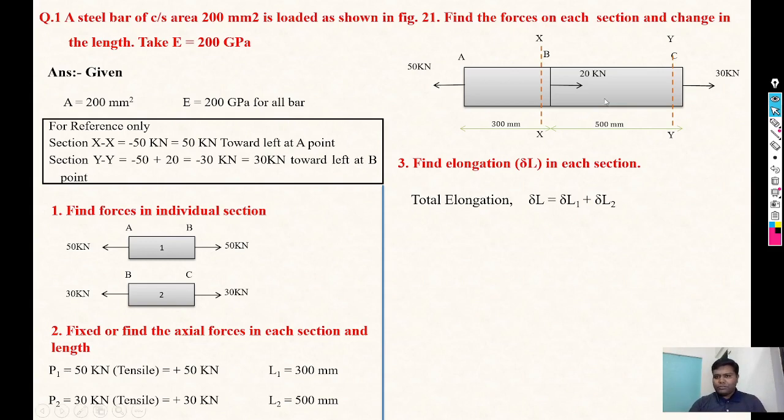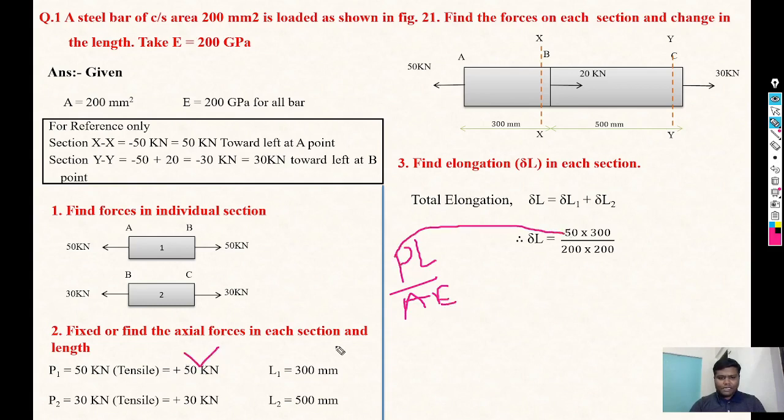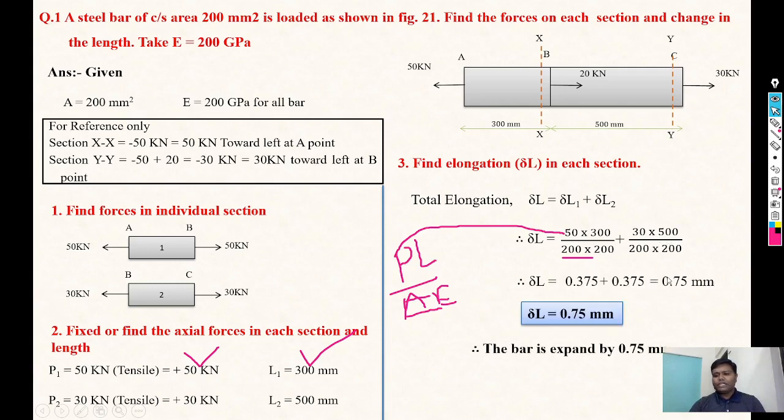So the total elongation of that rod is delta L1 plus delta L2, where delta L1 is what? PL by AE. The formula is PL by AE, where P for the first section is 50 and L is 300. Area and modulus of elasticity are the same. For the second section, again P is 30 and L2 is 500. So just put in the values, and we will get the total elongation, that is 0.75 mm.